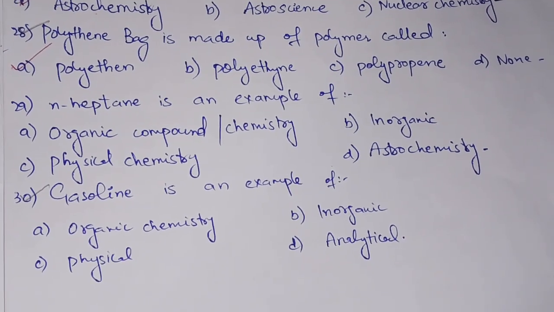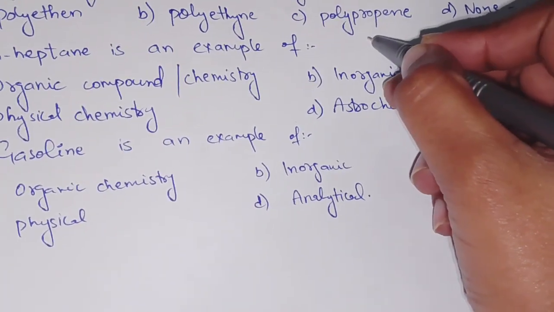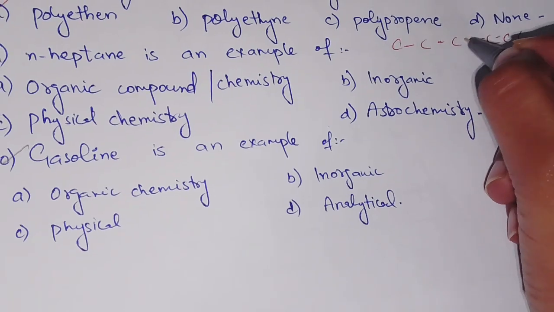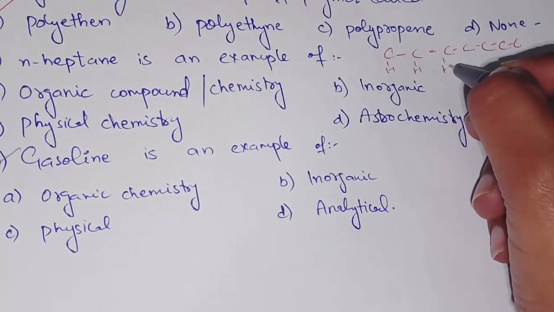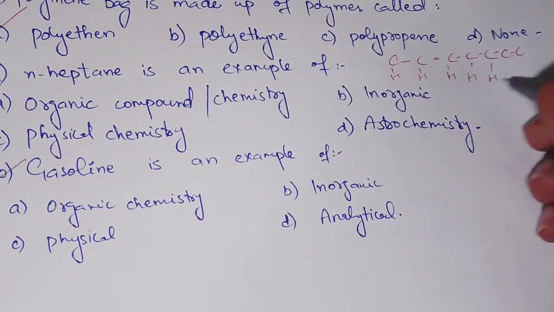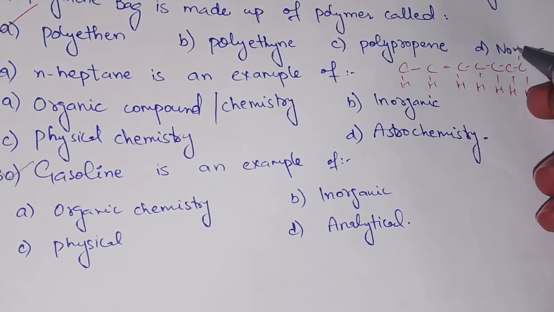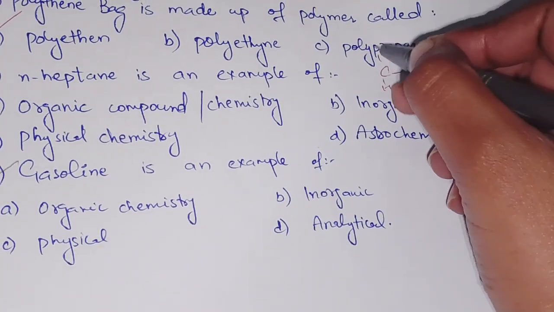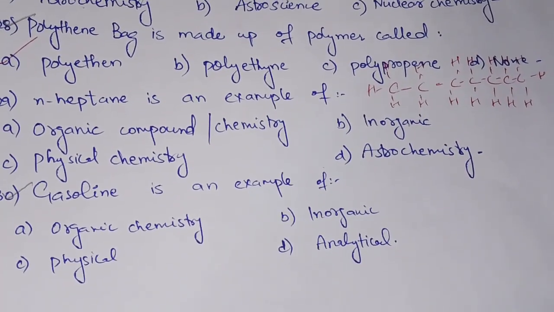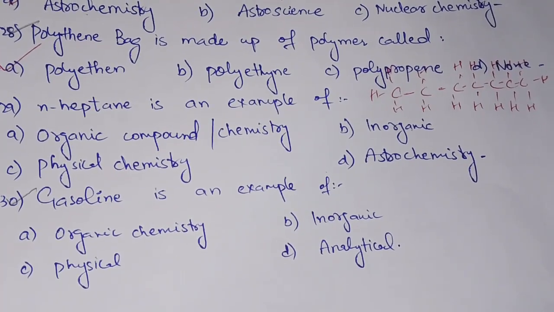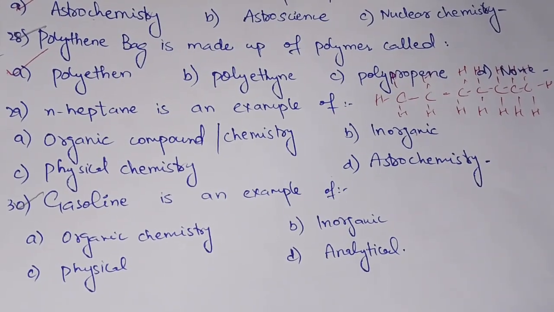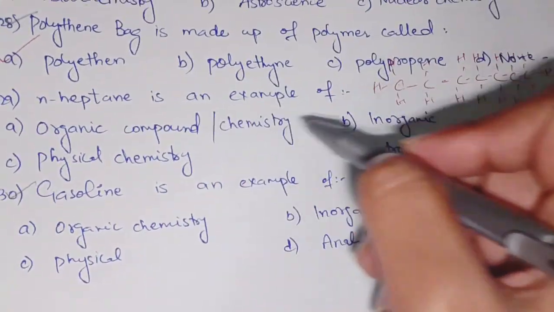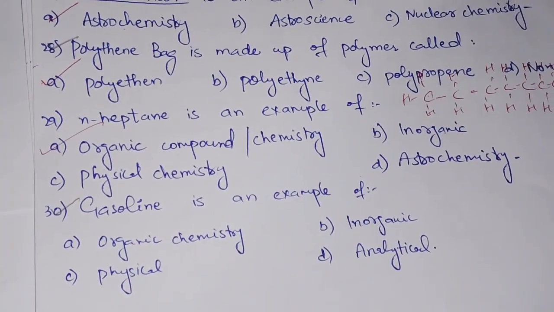Now we look into the structure of n-heptane. It is made up of carbon, 7 carbons, 1 2 3 4 5 6 7, and in the leftover we have hydrogen. So it is made up of only two elements, hydrogen and carbon. Inorganic is not the correct option, because inorganic deals with chemistry except for hydrogen and carbon. The leftover option is organic chemistry, which deals with the structure of carbon and hydrogen. So n-heptane is an example of an organic compound.